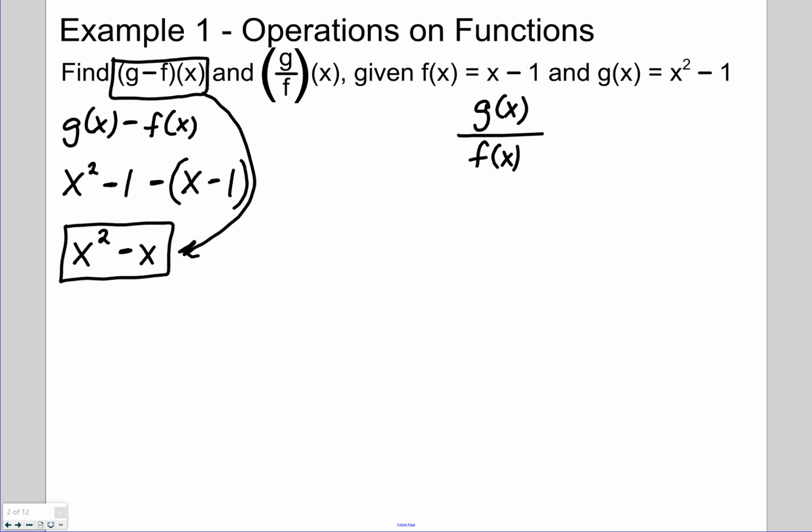All right, so they're asking us to use what operation here? Division. All right, so let's do division. I'm going to write down G of x, x squared minus 1, over f of x, which is x minus 1. What do we do now? Can't cancel out anything here, because you have to do something before you start crossing stuff out.